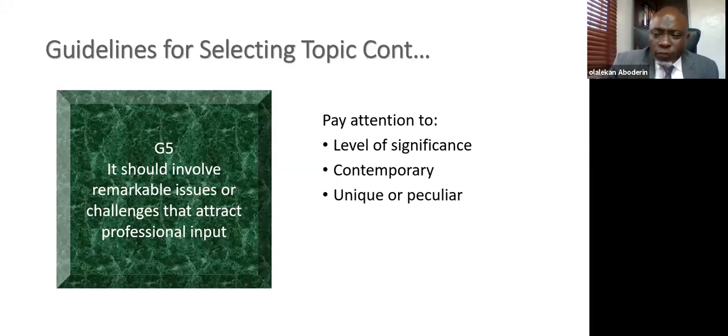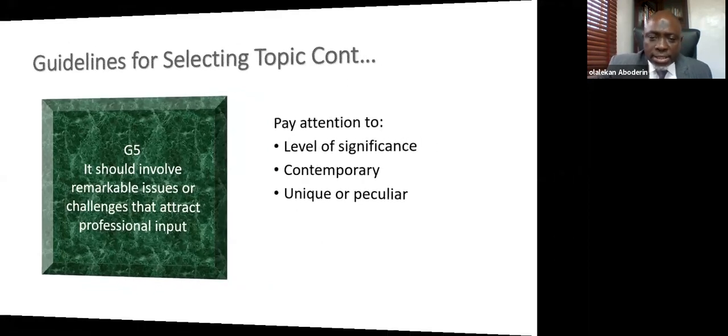So the likes of things like that, for example, we just experienced COVID. It's not just to write about COVID. How have you reflected COVID in your practice, particularly maybe in managing tenants, like tenant incentives, or maybe in valuation, like having to reflect the degree of uncertainties? All these are issues that we must pay attention to. They are issues that, as I said, the topic should involve remarkable issues or challenges, right? That attract professional input, that we create professional solutions for, and that will empower the candidate.